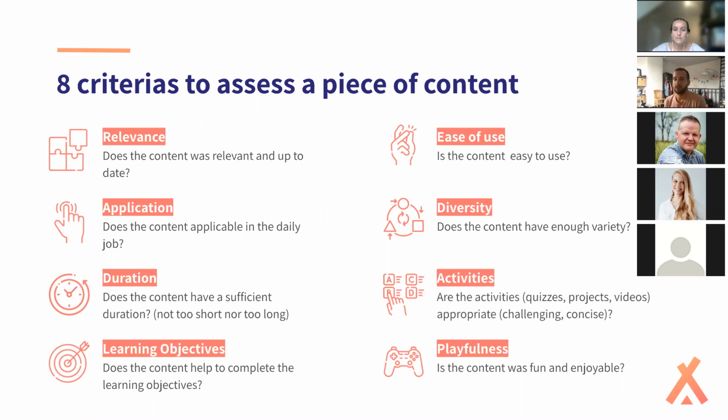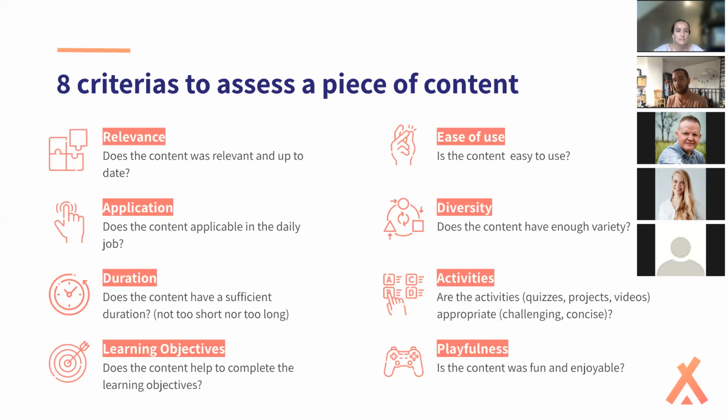The third criterion is duration. As I said, does the content have a sufficient duration, not too short and not too long? You have to find the right balance. One which is really important is the fourth one, the learning objectives. You defined the learning objectives in the second step, so here it's all about whether the content helps to complete the learning objectives defined before.